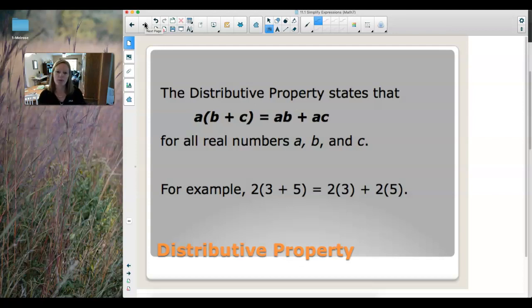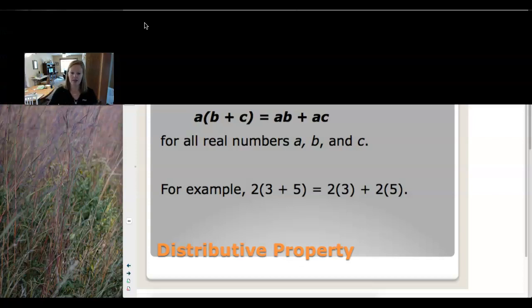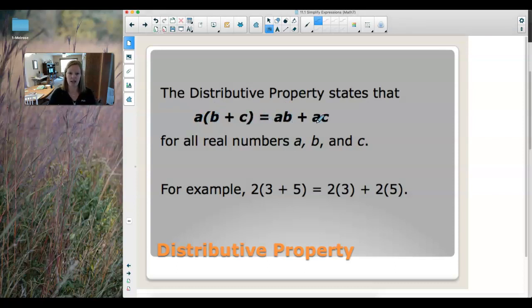The distributive property states that A times (B plus C) equals AB plus AC for all real numbers A, B, and C. Now I know that's confusing, right? Because who speaks like that? So for example, the way we have talked about this is you have your candy and you're distributing it to everyone in the room, right? Only the people in the room get the candy. And when we distribute, we multiply. So 2 times 3 is 6 plus 2 times 5 is 10.